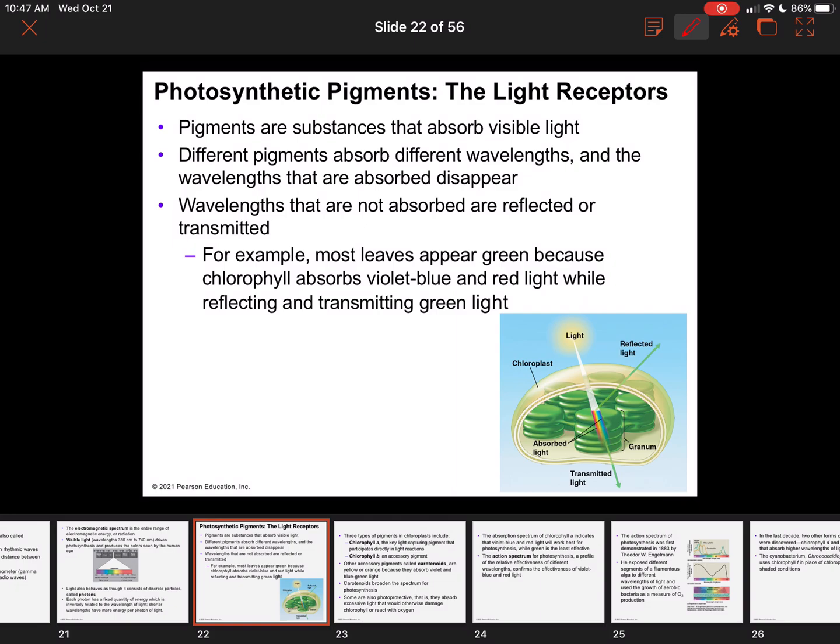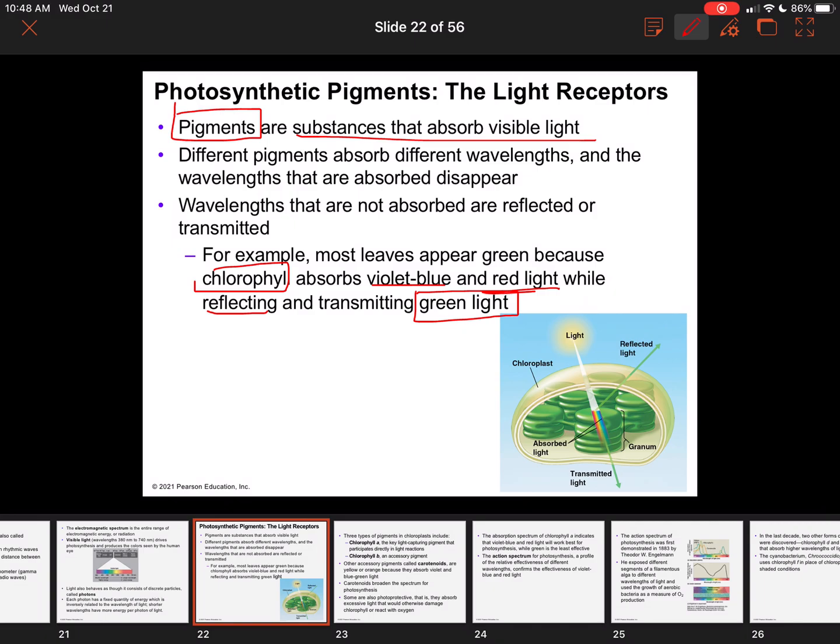And so pigments are substances that absorb visible light. Make sure you know what pigments are. We're going to talk about a very specific one called chlorophyll. And chlorophyll will absorb violet, blue, and red light, while it is reflecting, so it's going to reflect back to our eyes that green light. So that's why plants look green when we look at them.